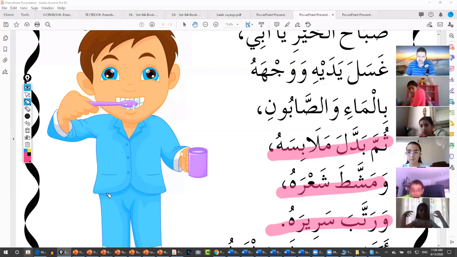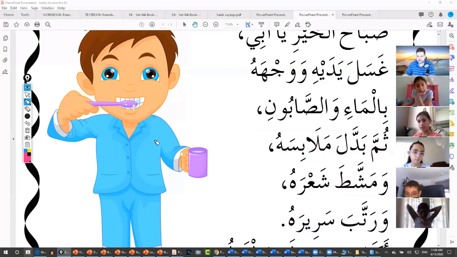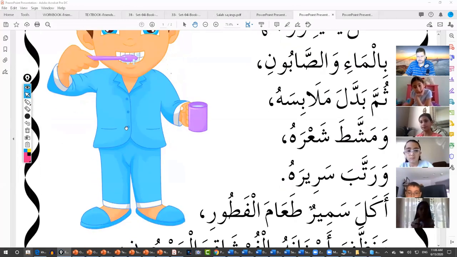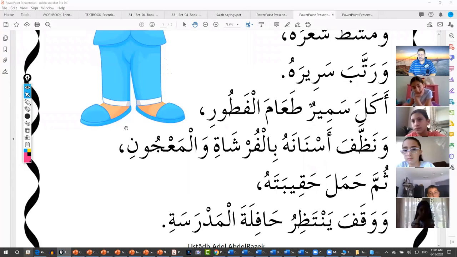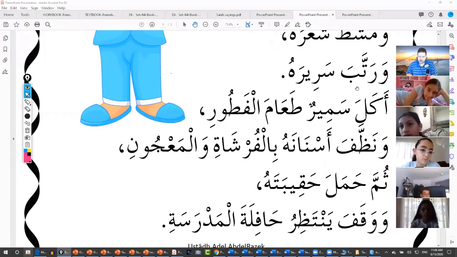Let's see what else he did. Lilas, read. You don't like the long vowel alif, right? This is why you ignore it. We have a long vowel alif after the letter ain. Say it again. No, no, don't look at your mom. Look at me. Read this one here. Go ahead, say it again.